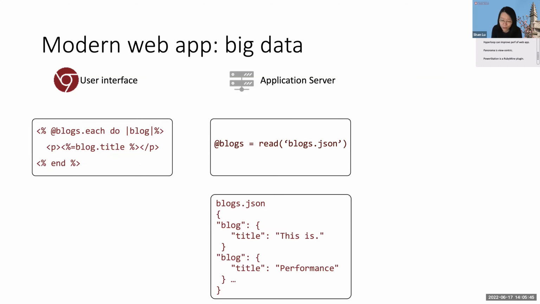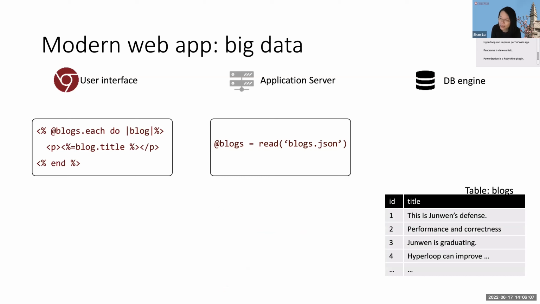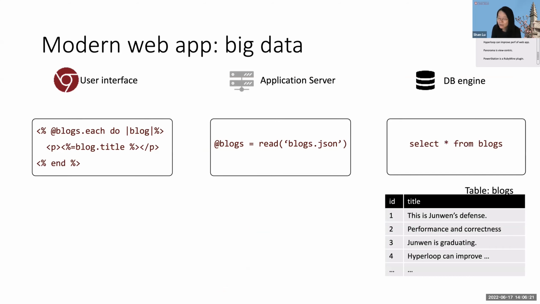So now we have more and more data. People realize, hey, just using a JSON file to hold all your blogs doesn't seem to be scalable. So now we start to have a database engine as the third layer for most web applications. So now instead of having a JSON file, it becomes a table in your database. Title, content, ID, everything is part of the table. And if I want to fetch this table, it's no longer just a file read. I have to use an SQL query. I have to do a select.